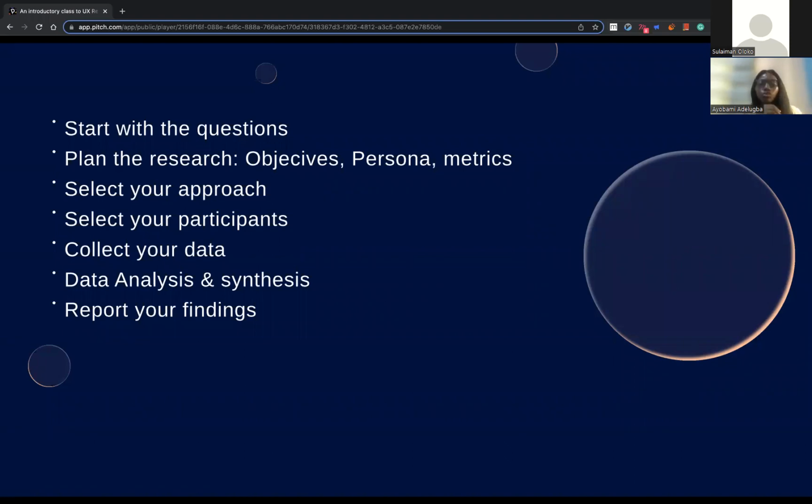Sometimes you're using tools as well. You're using, for example, UXCam or Hotjar. They already give you the metrics. Being able to analyze and synthesize this data is also a skill that you need to learn.